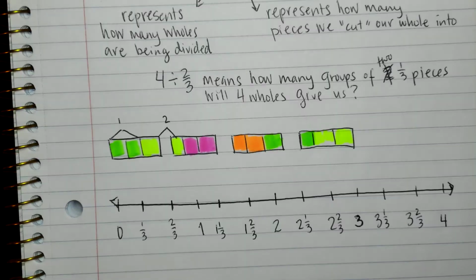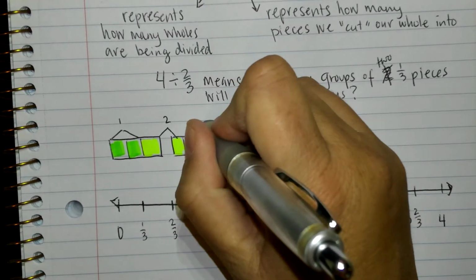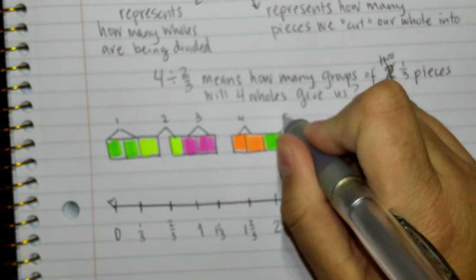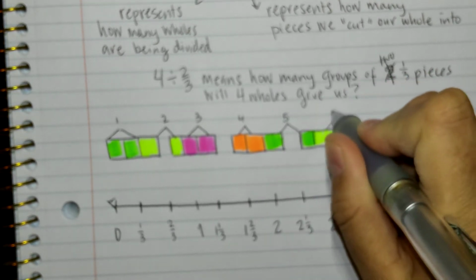Come on, automatic focus, let's work. These 2 pieces make a 3rd group. These 2 pieces make a 4th group. These 2 pieces make a 5th group, and these 2 pieces make a 6th group.